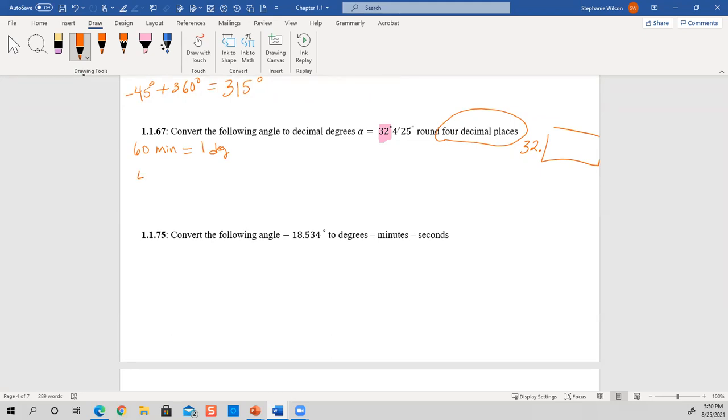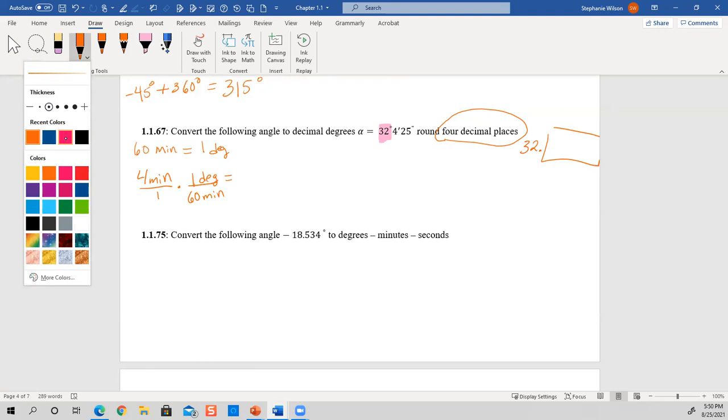So I'm going to take this 4 minutes. I like to put 1 under it. You do not have to. I'm going to multiply it by this conversion that I know. And since I want minutes to reduce, I need it in the bottom. And I want degrees as my end answer, so you definitely want it on top.